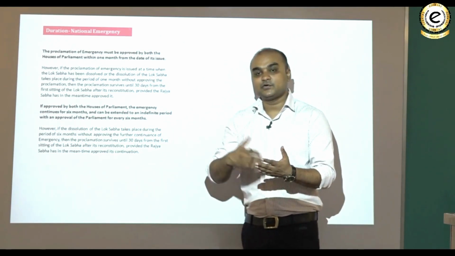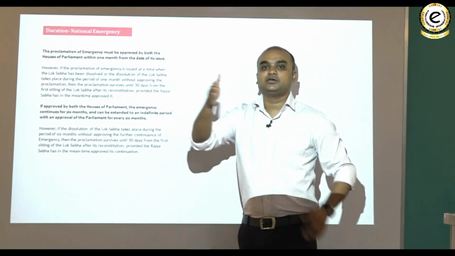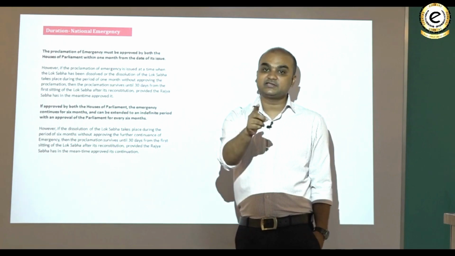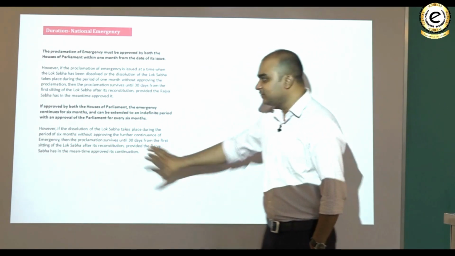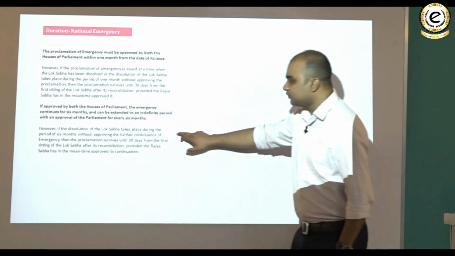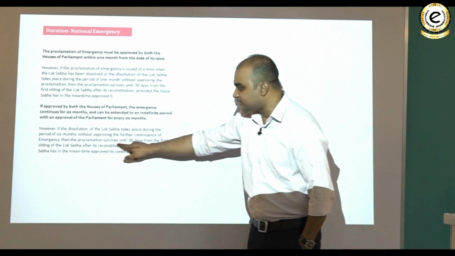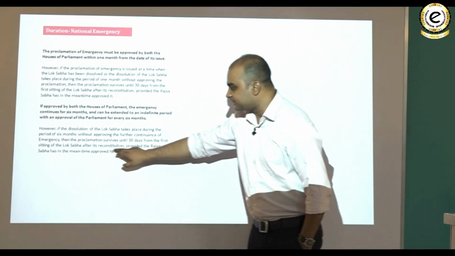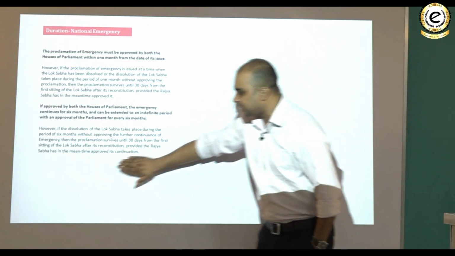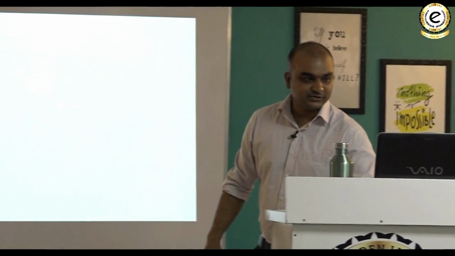It survives for another 30 days counted from the reconstitution of the Lok Sabha, provided that Rajya Sabha in the meantime has approved for its further continuance. Let's have a look at that as well. However, if the dissolution of the Lok Sabha takes place during the period of 6 months without approving the further continuance of the emergency, then the proclamation survives until 30 days from the first sitting of the Lok Sabha after its reconstitution, provided the Rajya Sabha has in the meantime approved of it. That is what you need to keep in mind.